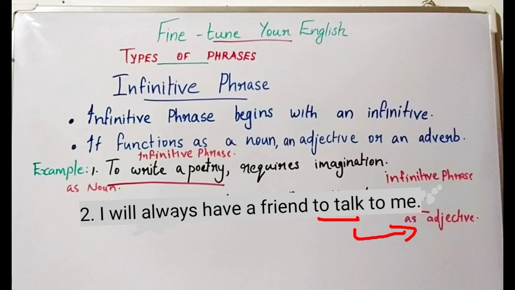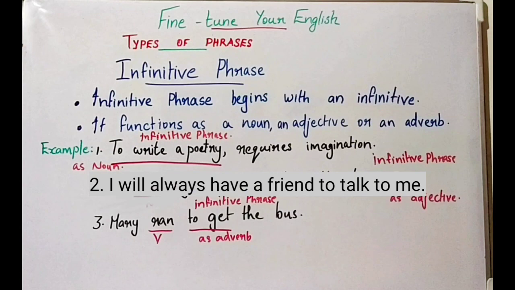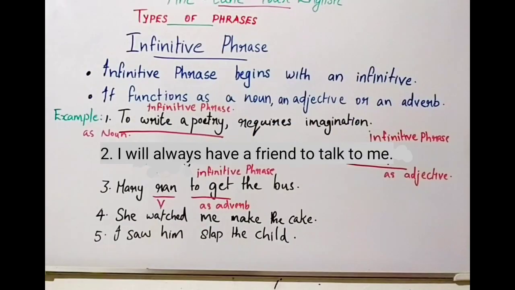Then the second example, I'll always have a friend to talk to me. Here, to talk to me is the infinitive phrase because it begins with an infinitive, to talk, a to infinitive. Then it explains something more about a friend. So, it's an adjective. Then the third example, Mary ran to get the bus. Here, to get the bus is the infinitive phrase and it says something more about the verb ran. So, it is an adverb. To get the bus is given here as an adverb for the verb ran.